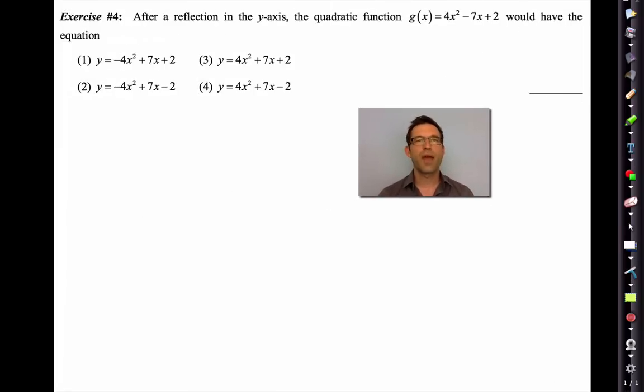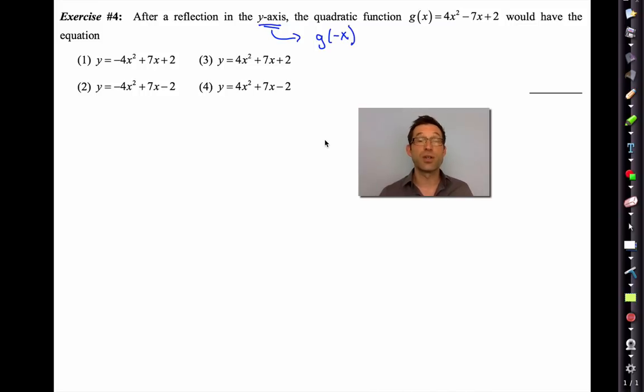Exercise 4. After a reflection in the y-axis now, the quadratic function, g of x equals blank, would have the equation what? So now we have a reflection in the y-axis. Again, pause the video and see if you understand how this works. All right, I think reflections in the y-axis are much more difficult because in this case we have to form the equation g of -x.